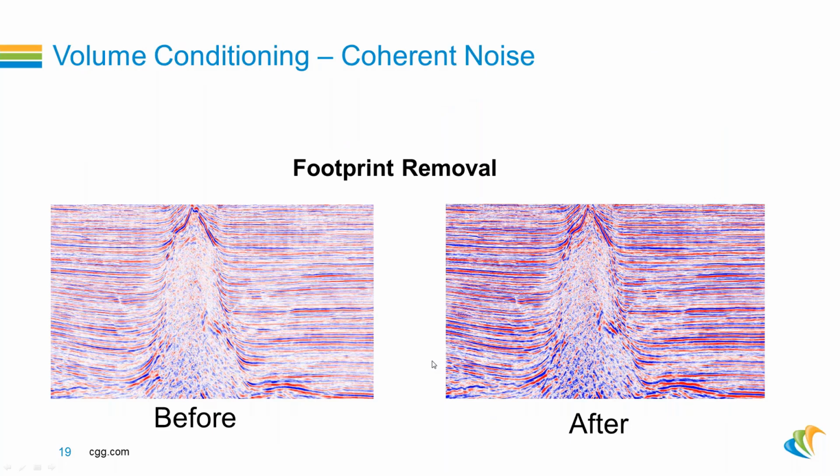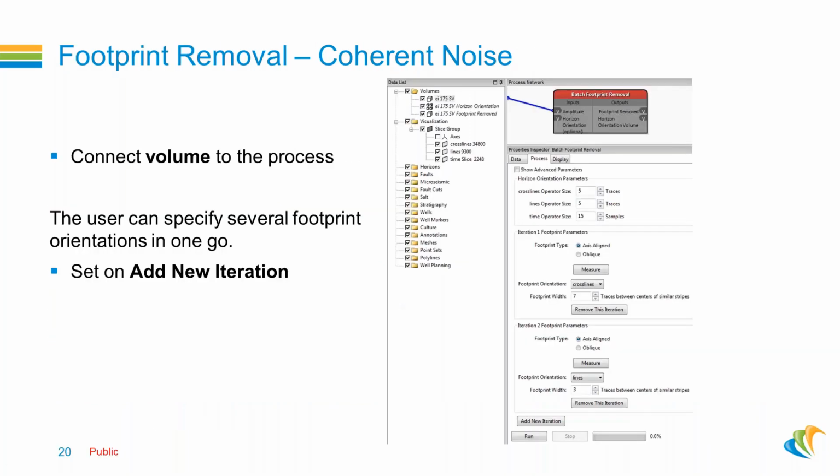This is an example of the effect after applying some of the tools that we have for footprint removal. You can see the original data before and after applying some of the data conditioning tools, and we are improving our data.